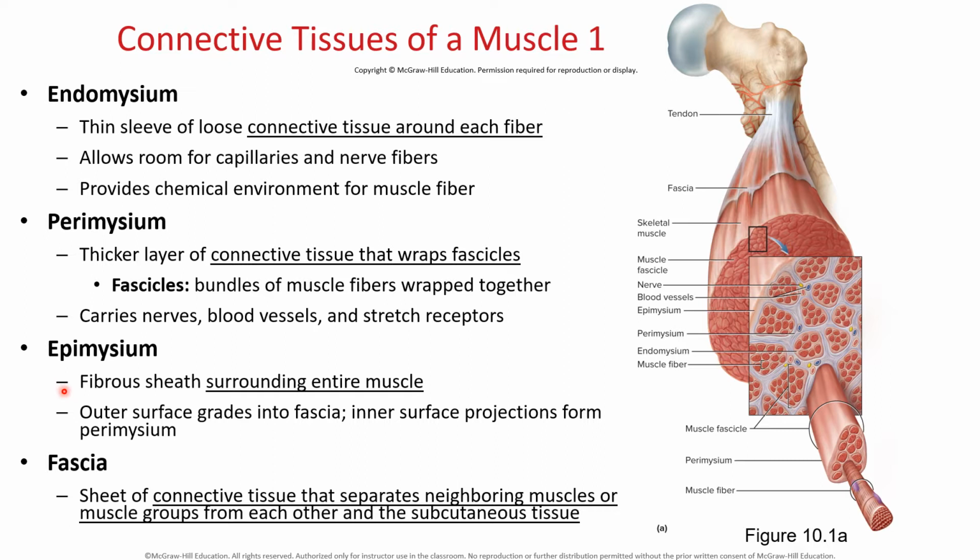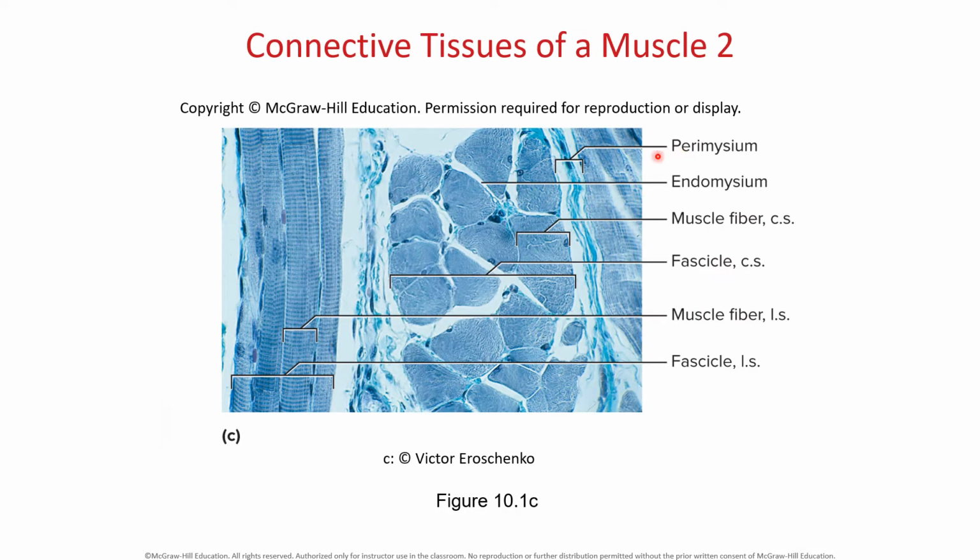around nervous tissue. We also have fascia here, so you can see right up here. This is connective tissue that separates neighboring muscles or muscle groups from each other, and the subcutaneous tissue. Here you can see the perimysium that's wrapping around the fascicles, and here you can also see the endomysium, which is wrapping around each fiber.